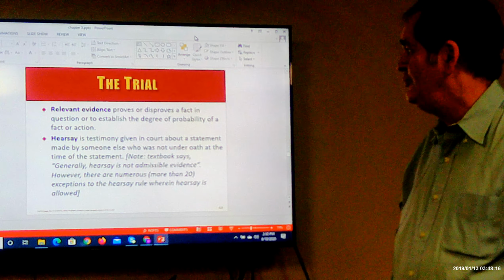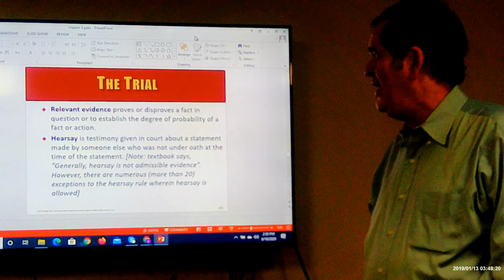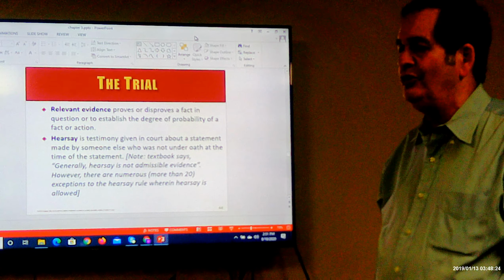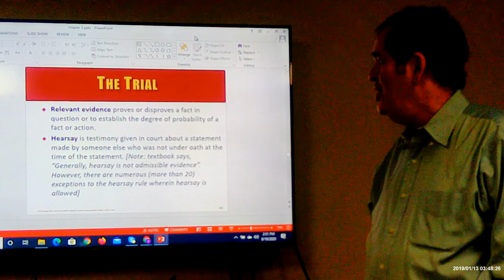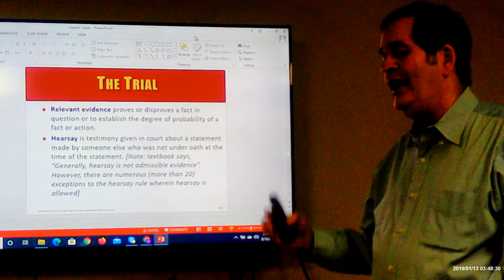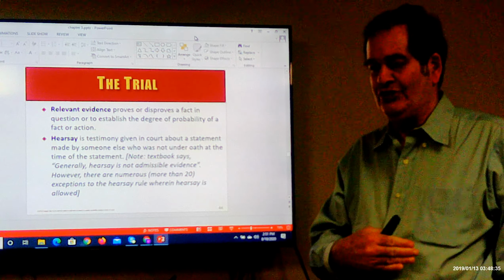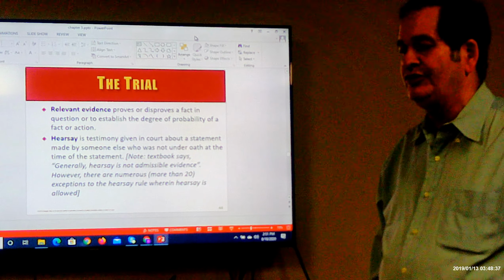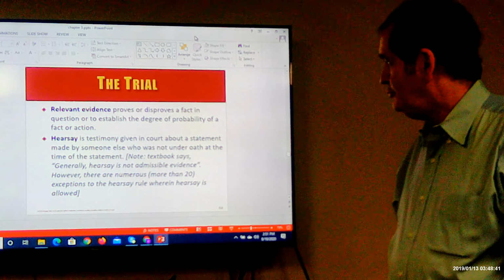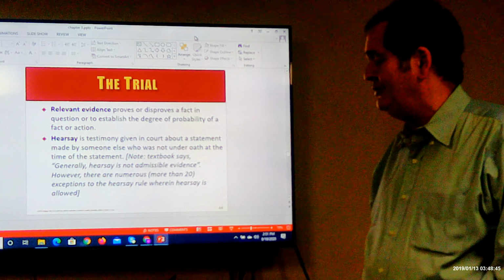So hearsay is testimony given in court. It has to be given in court about a statement made by somebody else, somebody other than the person being questioned on the witness stand, who was not under oath at the time of the statement, and that is now being offered in court to prove the truth of what was said. It's not being offered for some other reason.